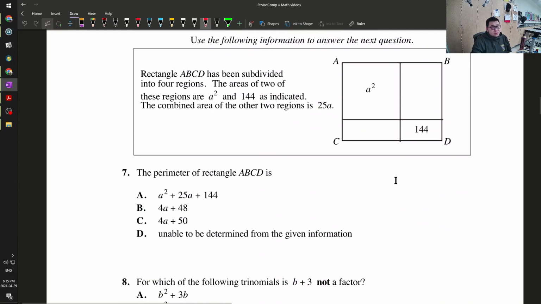Okay, use the following information to answer the next question. Rectangle ABCD has been subdivided into 4 regions. The area of the 2 indicated regions is 144, and the other 2 regions, the combined area of these 2 is 25a. So what we want is a squared plus 25a plus 144. They want us to factor this, so 144, 25. What is on each side? 12 times 12 is 144. Doesn't work.